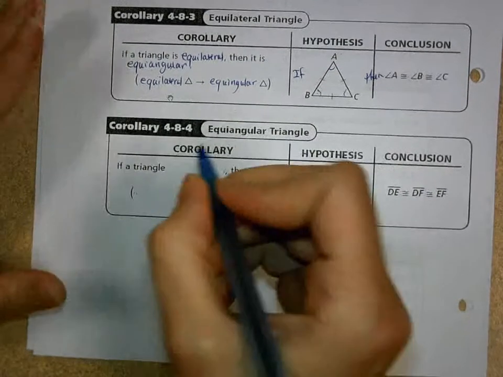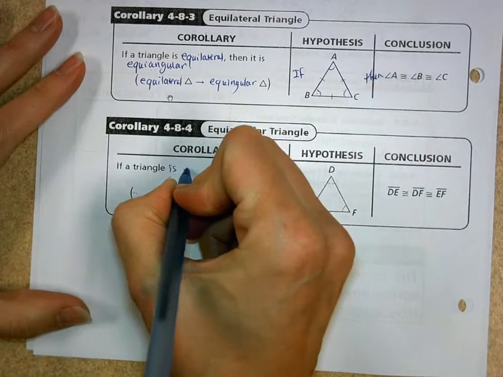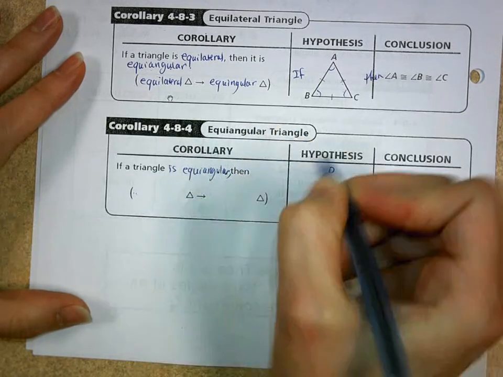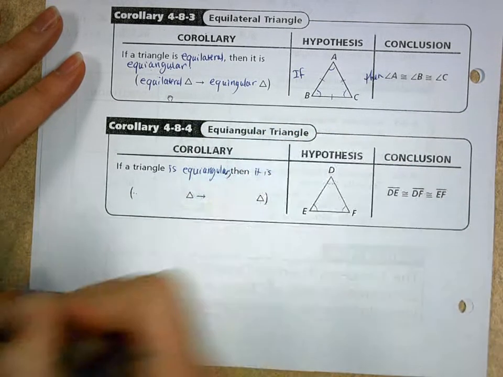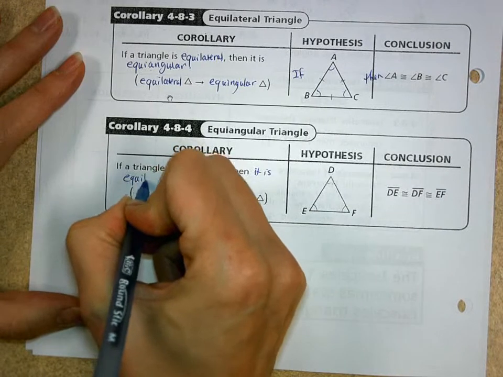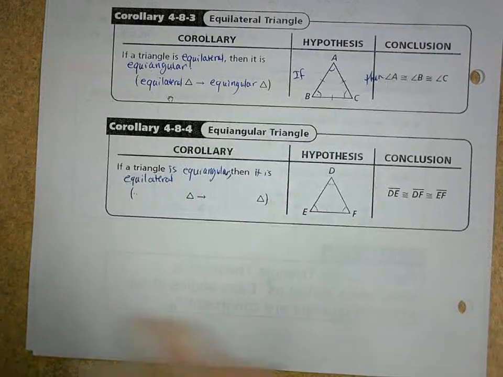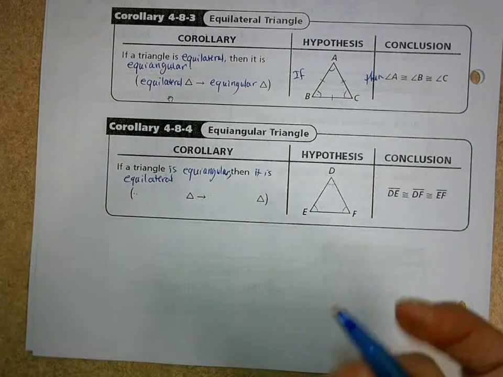Then we have our equiangular triangle. It's doing the same thing. If a triangle is equiangular, then it is what? Equilateral. It's using basically the converse of the isosceles triangle theorem. It says, hey, if I have all three congruent angles, all three of the sides have to be the same.